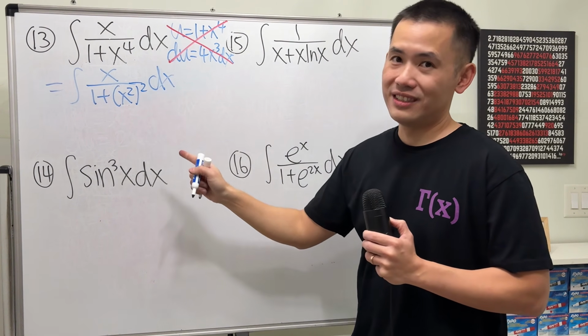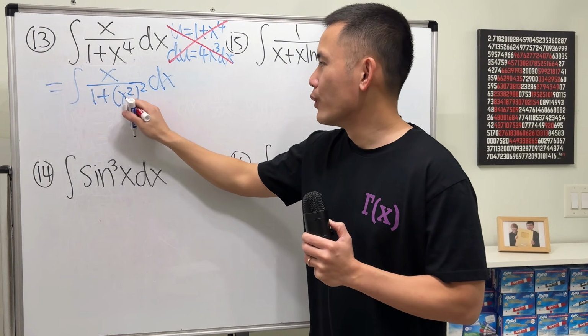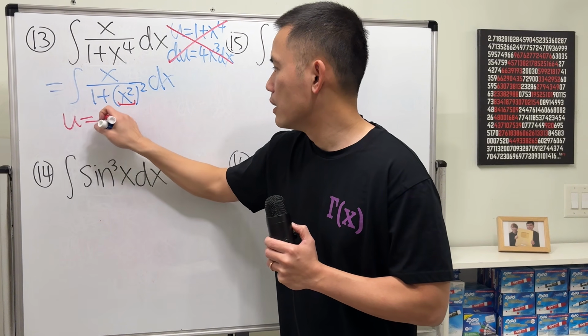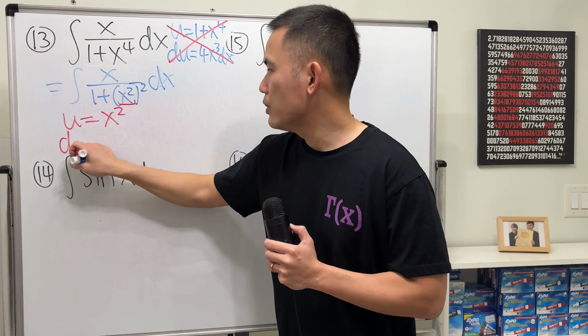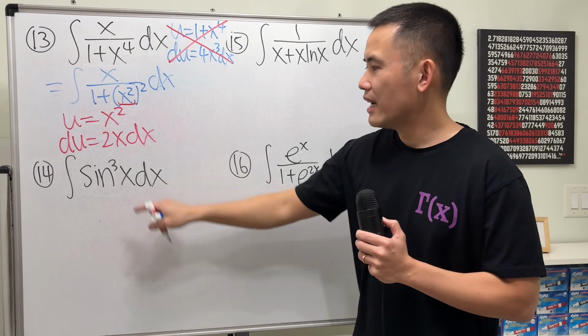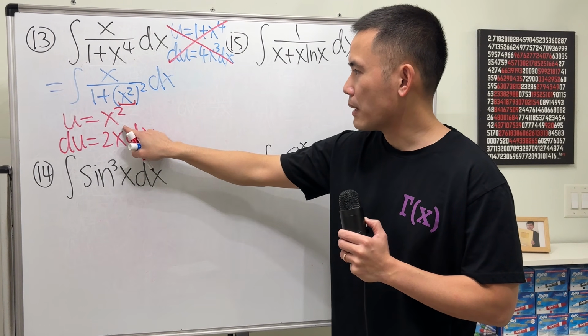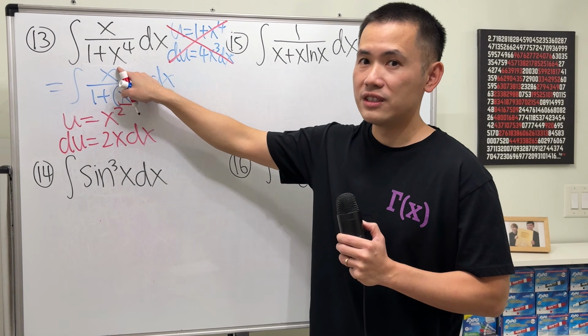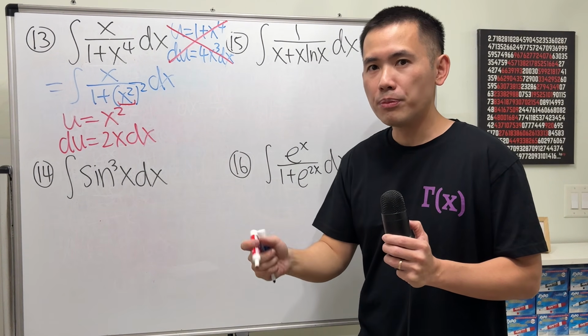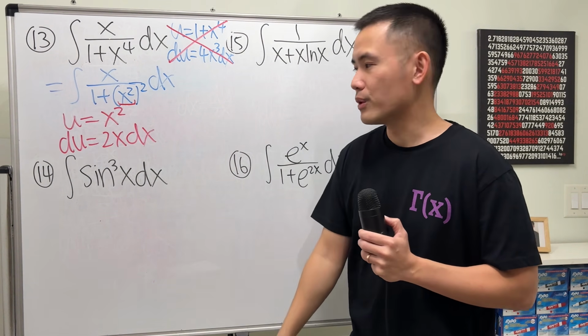And now we are in business, because now we can let this equal our u, and then du is equal to 2x dx. Have a look, we have x to the first power, and that will be able to cancel with this x. I know we have a 2, but doesn't matter. Constant multiples, we can put it on the outside of the integrals.